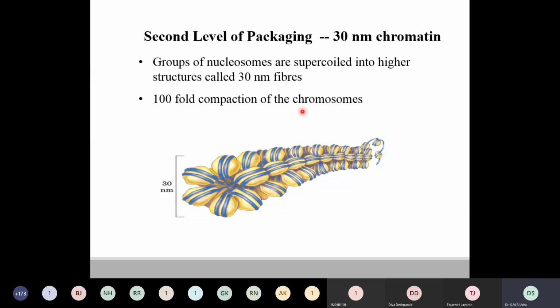It is like taking a huge piece of cloth and folding it 3 or 4 times so that it becomes small and can fit into your pocket. So the second level of packaging is the formation of 30 nanometer chromatin.